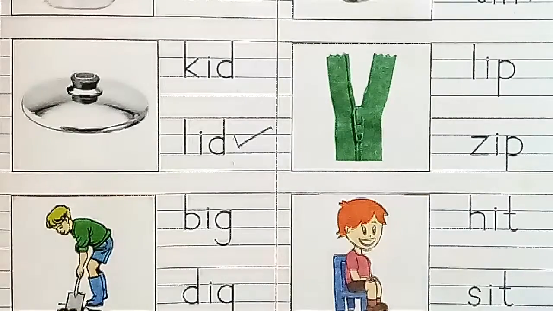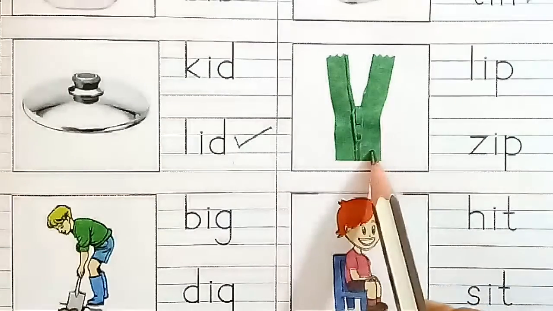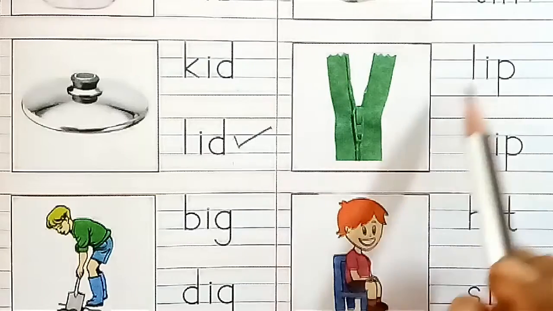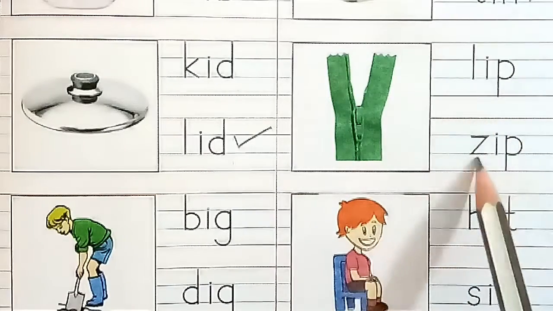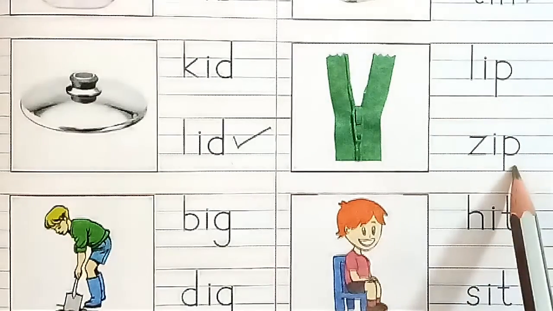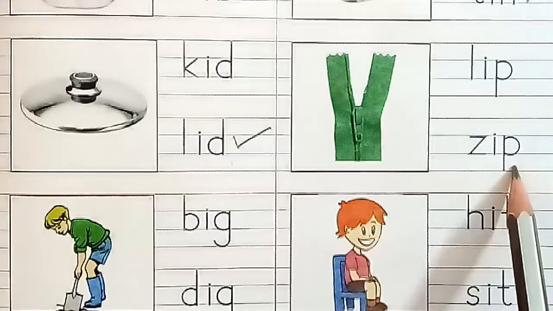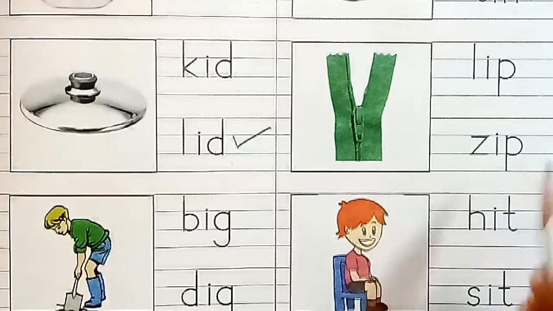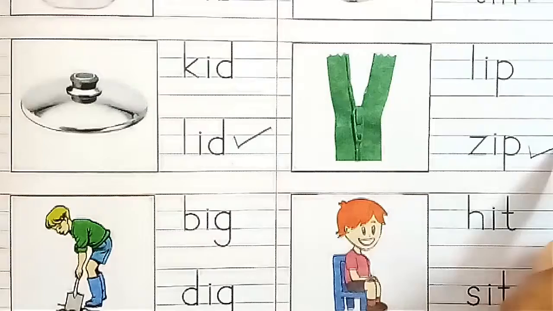Now next, see the picture and tell me what is it? It is a lip or it is a jib? Very good. It is a zip.